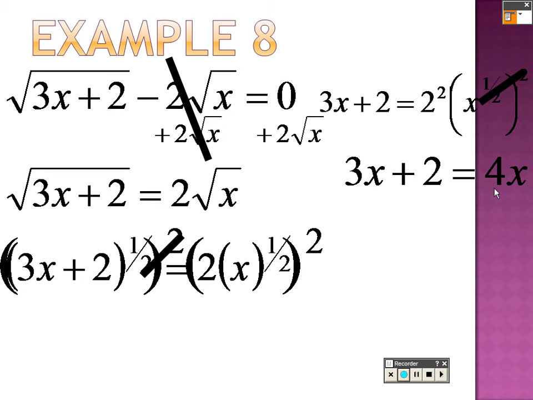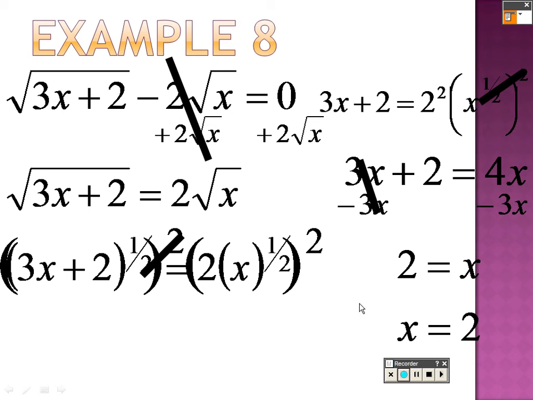So 3x plus 2 equals 4x. So I'm going to minus a 3x on both sides, and I get x equals 2 as my final answer to the problem. Okay, so the tricky part here is getting this root by itself, not so tricky, but remembering when you square both sides, that 2 needs to go through to both items, that 2 out in front and the root.